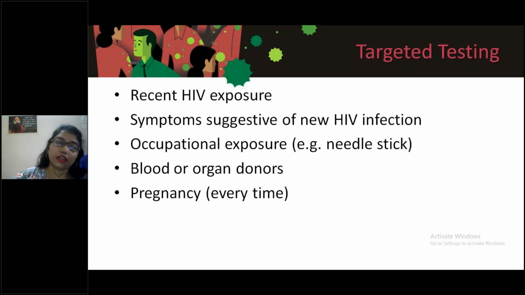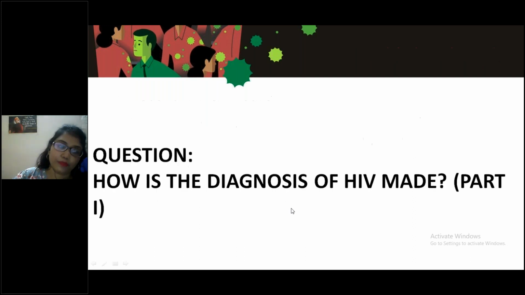So that is why targeted testing is done for recent HIV exposure, symptoms which are suggestive of new HIV infection. Suppose there is occupational exposure, suppose there is a nurse who is having a needle stick injury, so for them we have to test. So blood or organ donors, and in pregnancy every time we have to test for HIV.